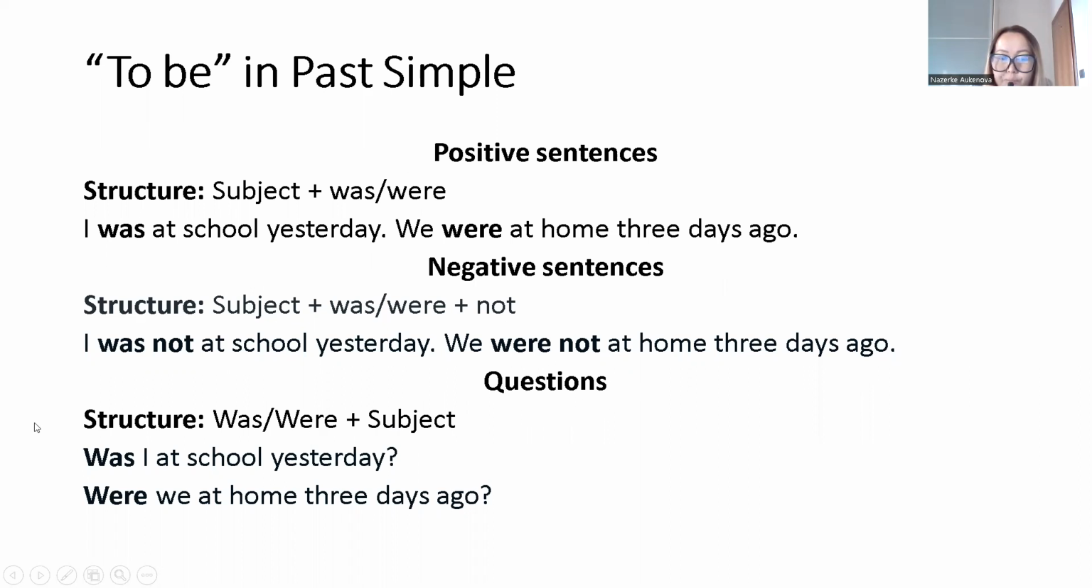Question forms. And this is the structure of question. We have to just replace subject and was or were. In this case, was or were and then plus subject, and then we have to use the verb, of course, if we have also other words, actually. For example, was I at school yesterday? Were we at home 3 days ago? So in this case, we need to use time expressions, but if we don't have the verb to be, we have to use other verbs, right? Was and then subject and other verbs.